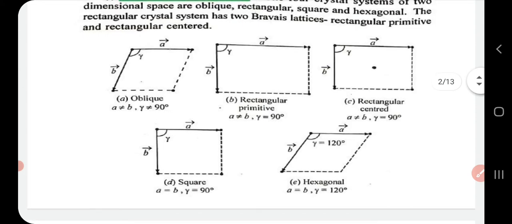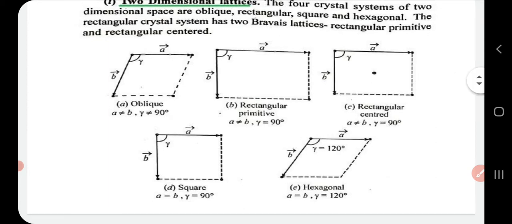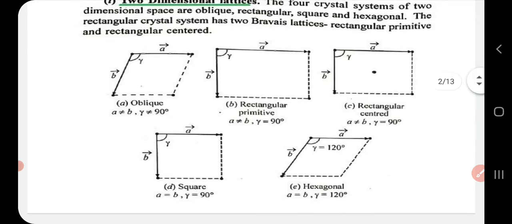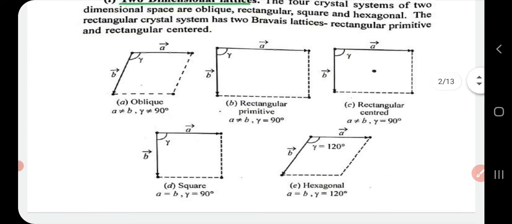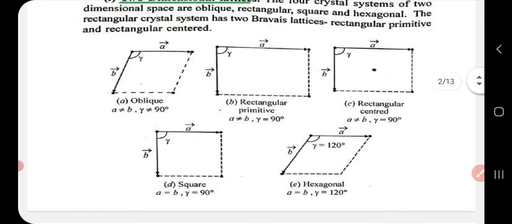Each of these configurations has a set of lattice parameters, that is a, b, gamma, etc. What are a and b? They are lattice vectors. And gamma is the angle between the lattice vectors, called the interfacial angle. So these lattice vectors along with the interfacial angles are called lattice parameters. All these things we have already discussed in the last class.